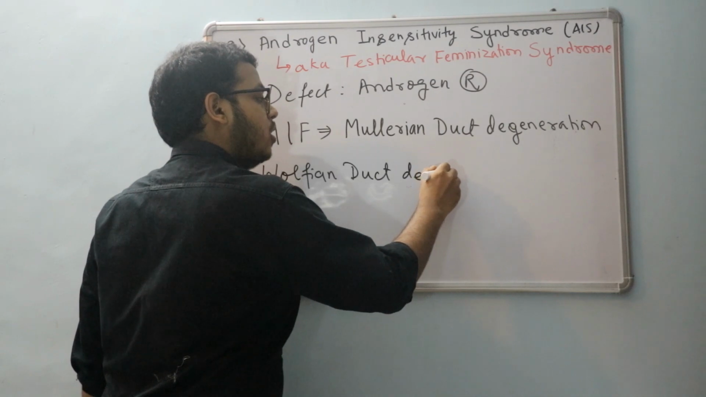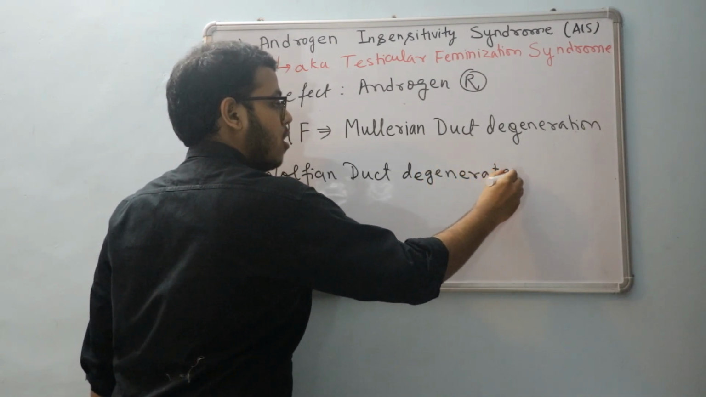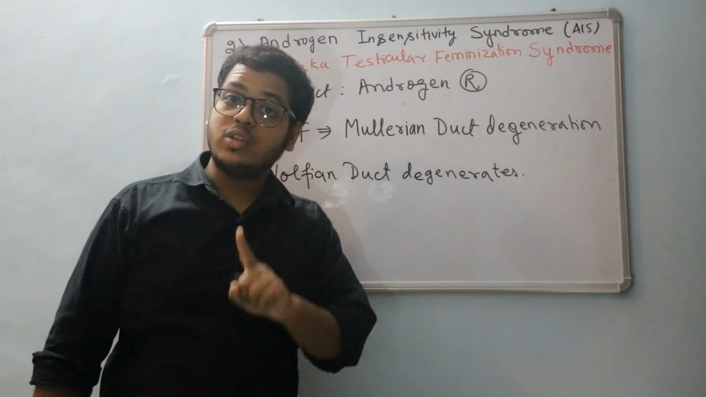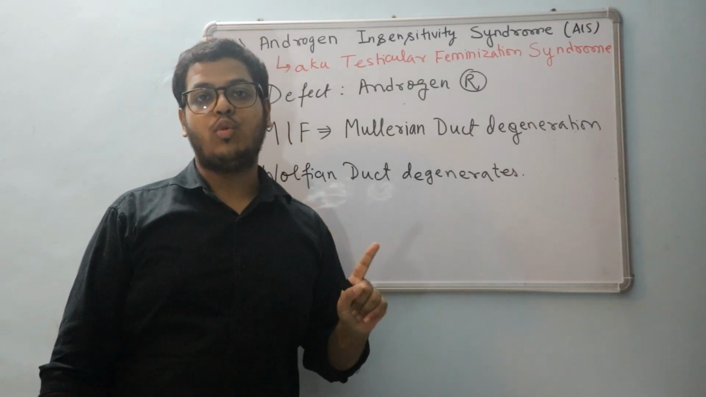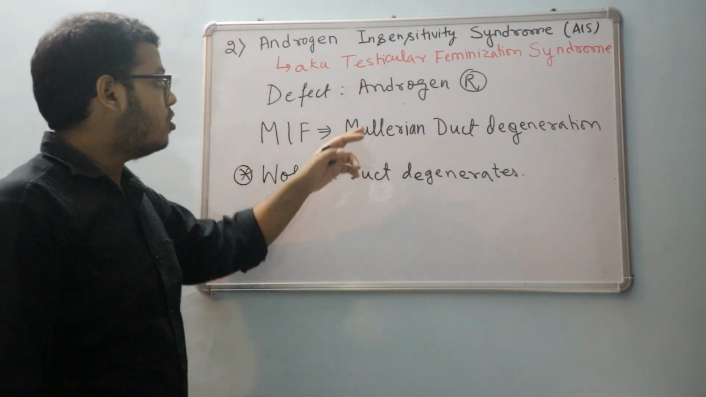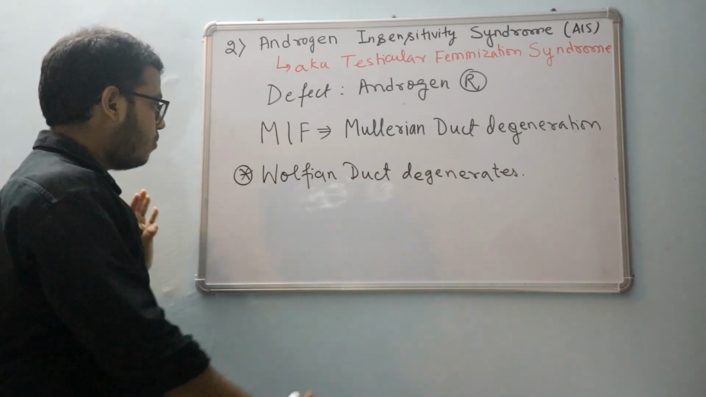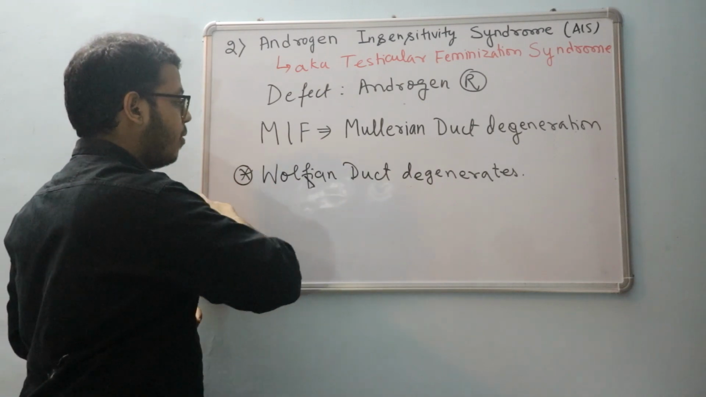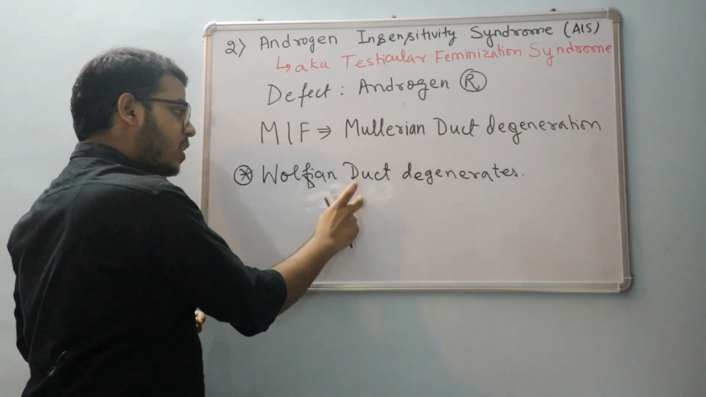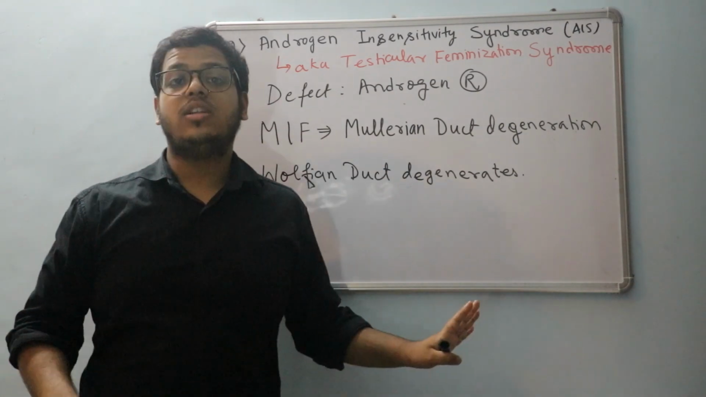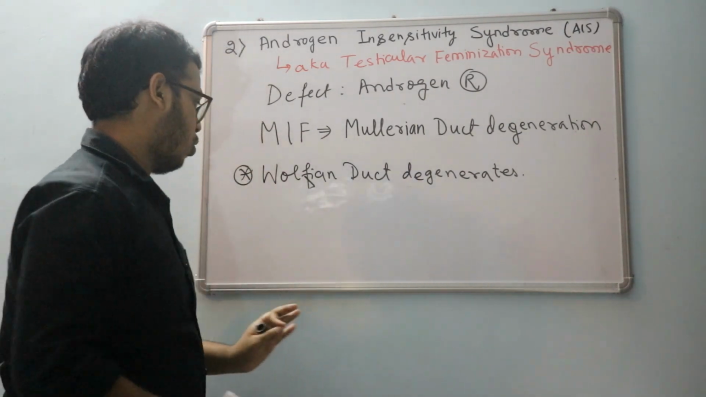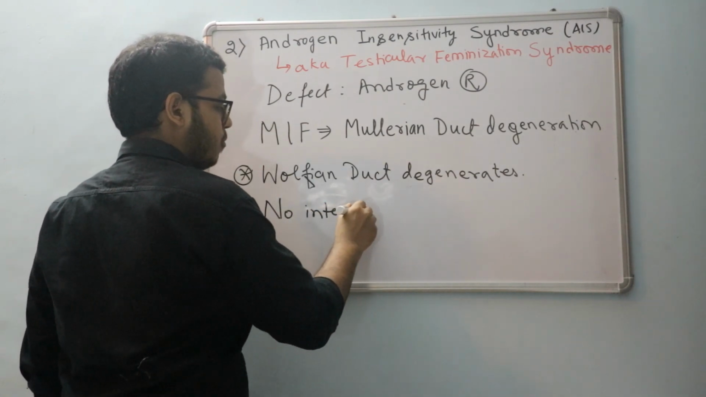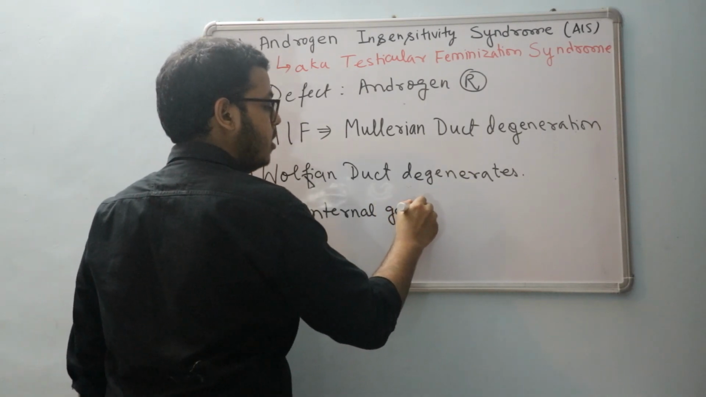So the Wolffian duct degenerates. Okay? There is Wolffian duct degeneration. Why? Because the androgens are present but they are not able to show their action, because of defective androgen receptors. What will be the next thing? If the Mullerian duct is degenerated and the Wolffian duct is degenerated, then there is no internal genitalia at all.